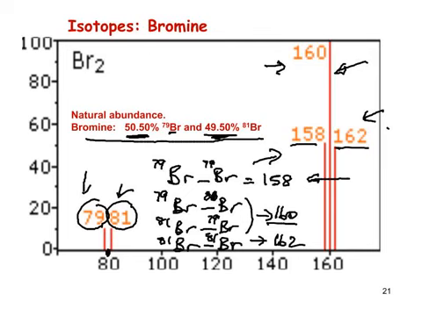And 158 and 162, in terms of the fact that these are more or less equally abundant, shouldn't surprise us either, that those 2 peaks are about the same. The 162 peak is ever so slightly lower, which is in fitting with this lower percentage abundance. Okay, let's move on to the next one.